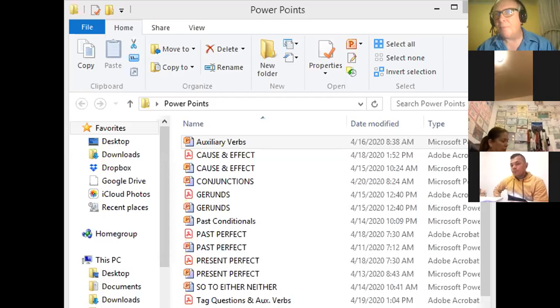Be. Be is the first auxiliary you learn way back in level 1. Of course, what do we use be for in level 1? We use it for continuous verbs. Example, Fred is looking for his keys. Present continuous. Or David was sleeping when I got home. Past continuous.